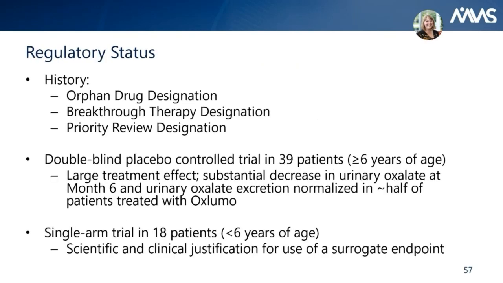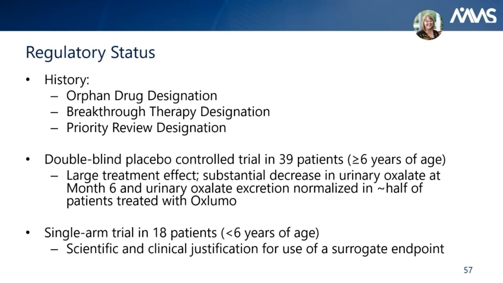Okay, so let's look at the regulatory status. As we've seen in most of the case studies so far, Oxlumo had orphan drug designation, they had breakthrough therapy, and they did qualify for priority review. The data they submitted at the time of the application came from 2 clinical trials. One was a double-blind placebo-controlled trial. It randomized 39 patients that were 6 years of age and older. In this study, they demonstrated a large treatment effect, and they showed a substantial decrease in urinary oxalate from baseline to month 6. Urinary oxalate excretion actually normalized in about half of the patients that were treated.